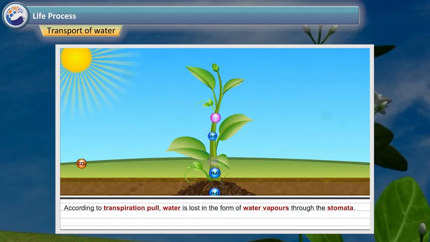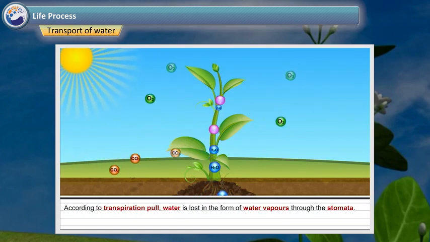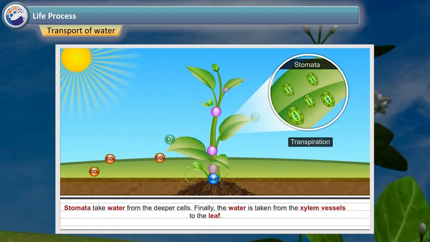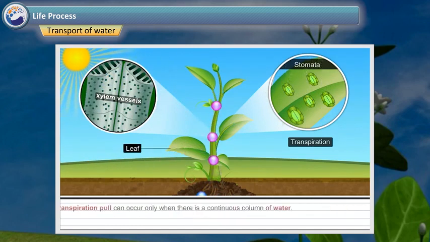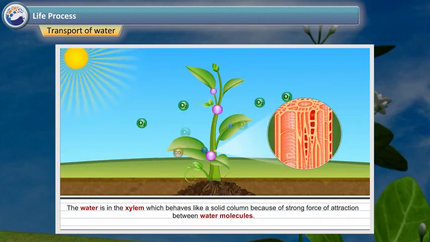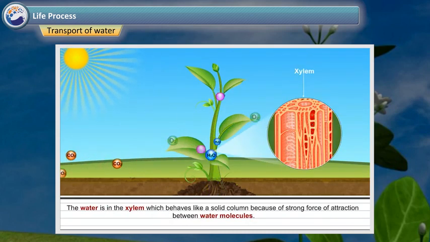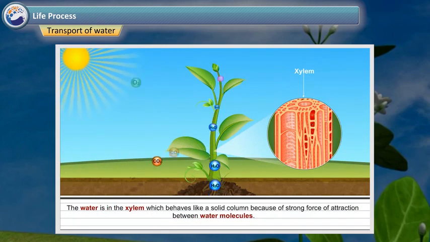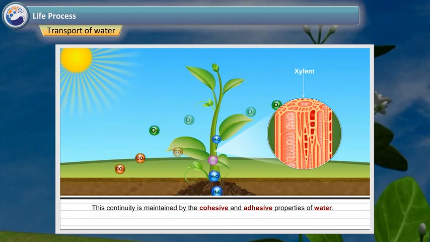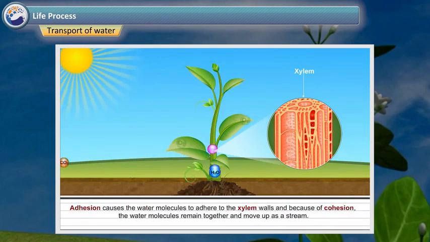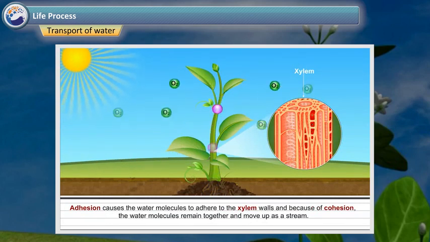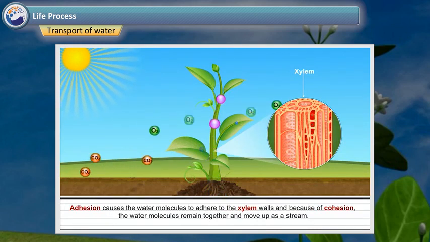According to transpiration pull, water is lost in the form of water vapors through the stomata. Stomata takes water from the deeper cells. Finally, the water is taken from the xylem vessels to the leaf. Transpiration pull can occur only when there is a continuous column of water. The water is in the xylem, which behaves like a solid column because of strong force of attraction between water molecules. This continuity is maintained by the cohesive and adhesive properties of water. Adhesion causes the water molecules to adhere to the xylem walls, and because of cohesion, the water molecules remain together and move up as a stream.